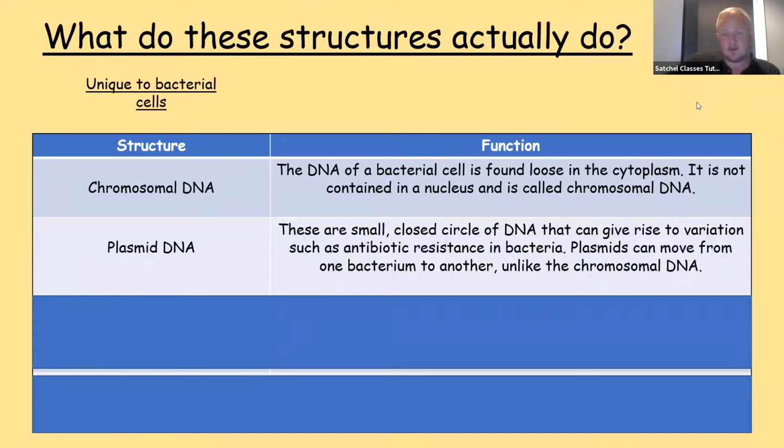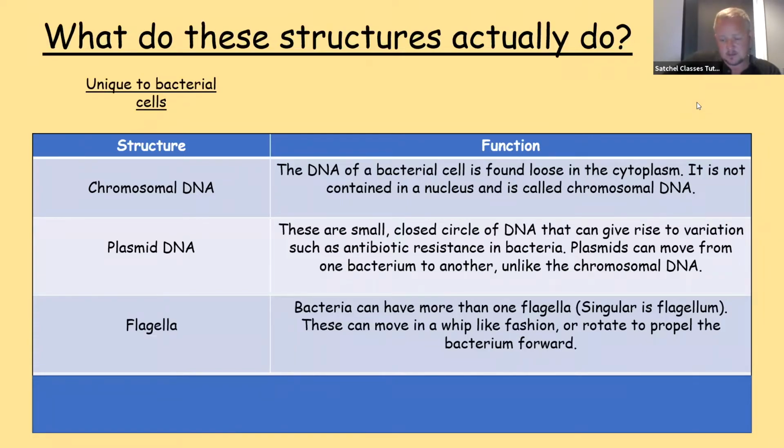Plasmid DNA. Small closed circles of DNA that can give rise to variation, such as an antibiotic resistance in bacteria. Plasmids can move from one bacterium to another. We say that you can infect a bacteria with a plasmid, but the chromosomal DNA can't do that. Plasmids seem to be able to move, chromosomal DNA stays put.